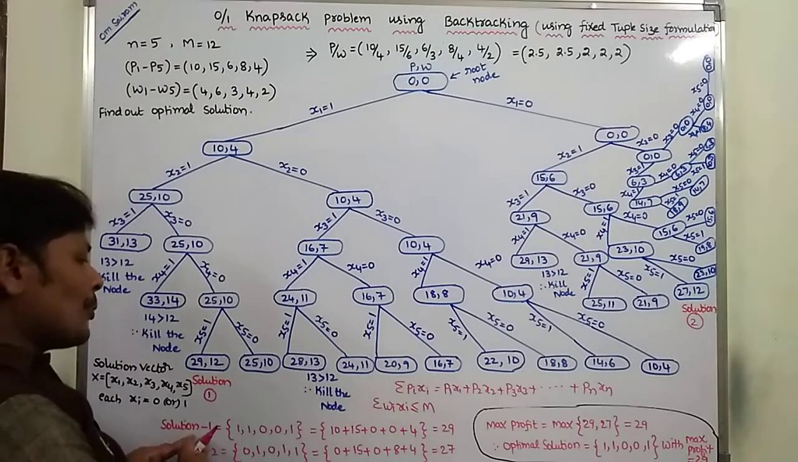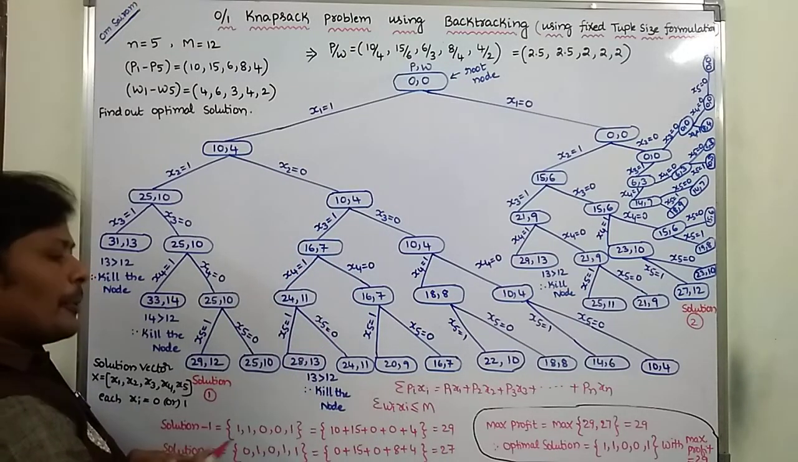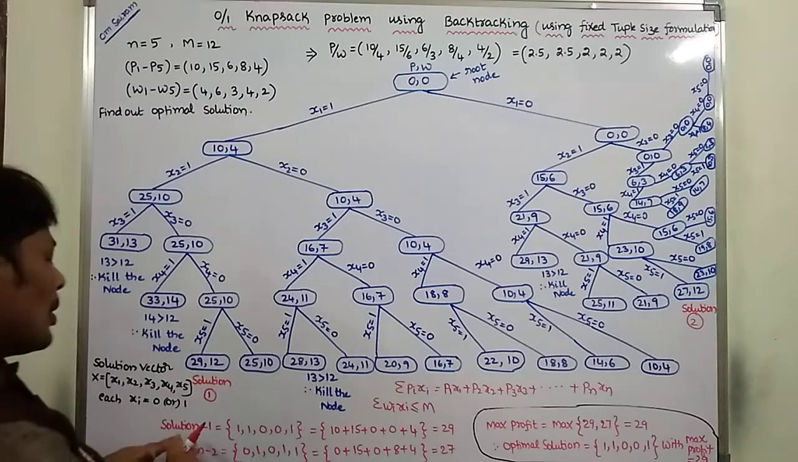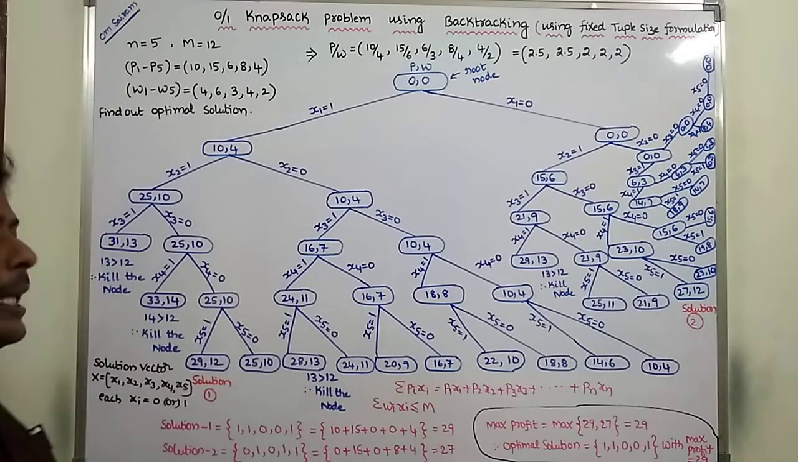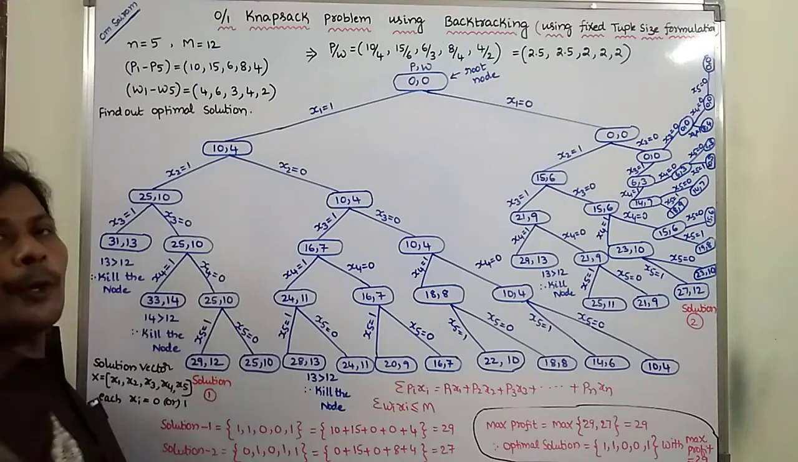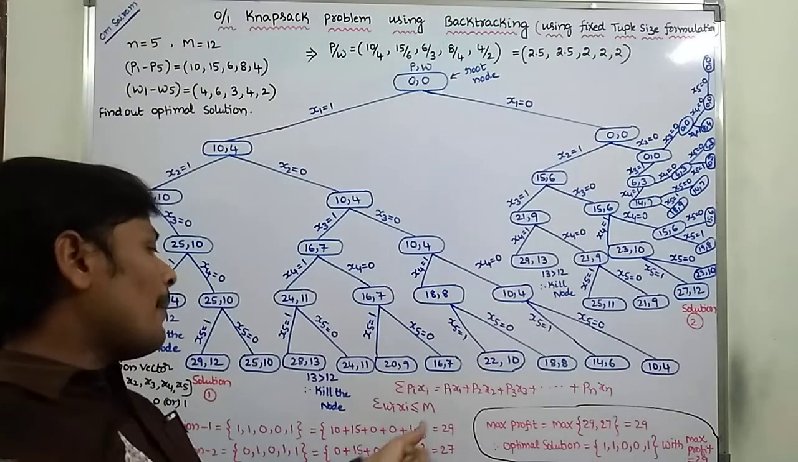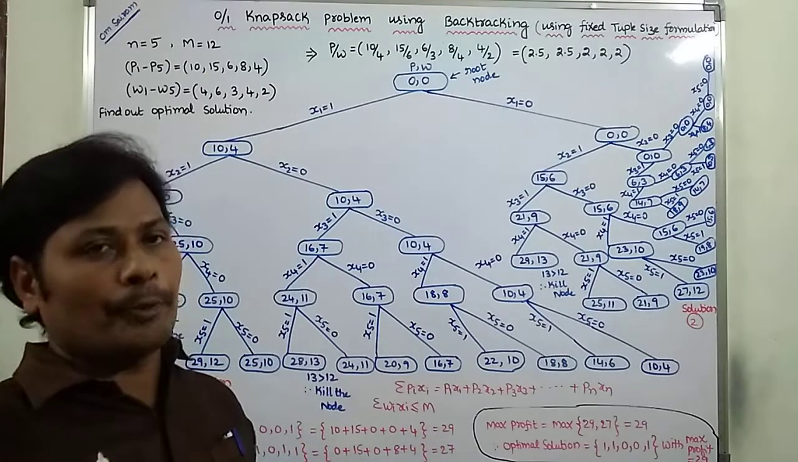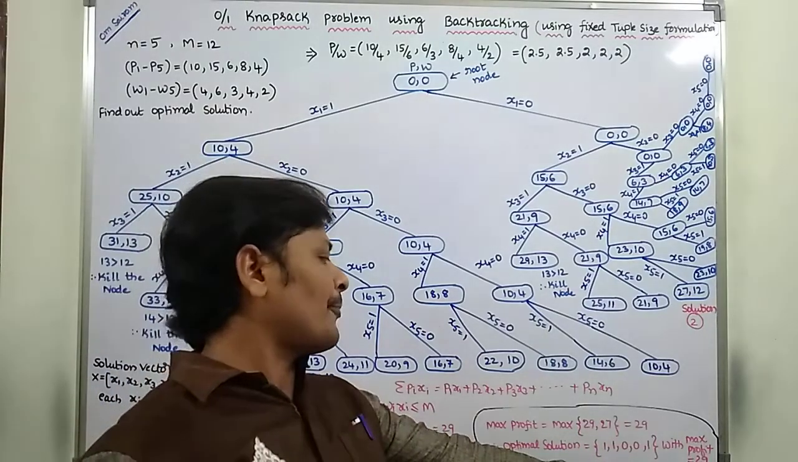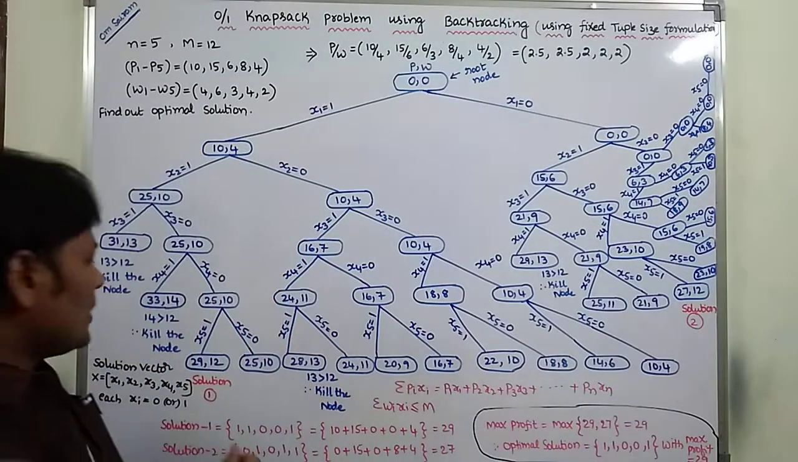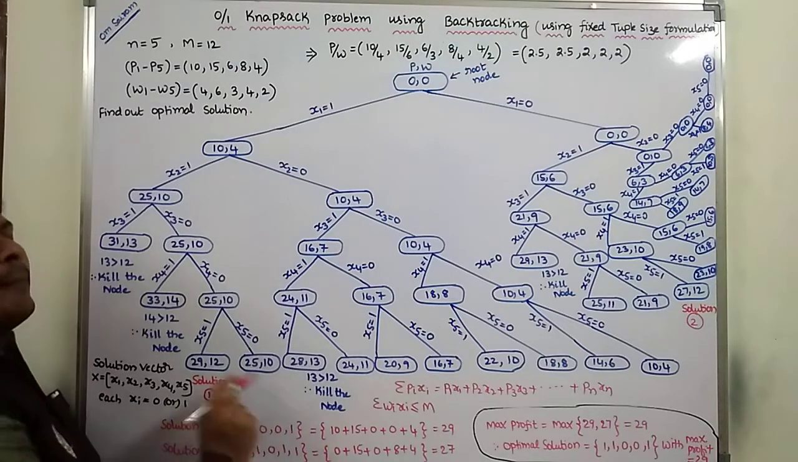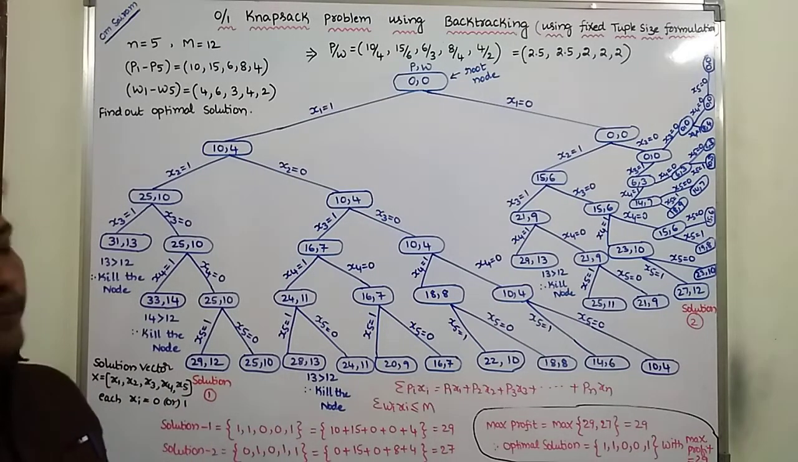So this is solution 1 and this is solution 2 for the given problem. For solution 1, the profit is 29. For solution 2, the profit is 27. Our main objective is to maximize the profit. Among them, the maximum profit is 29, so this is the optimal solution for the given problem. How do we get this optimal solution? By using the data for the given problem that we are discussing.